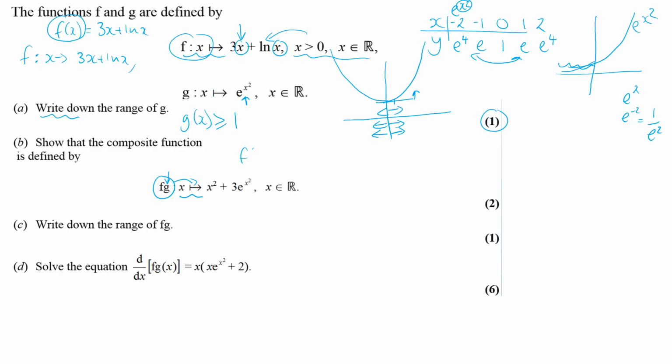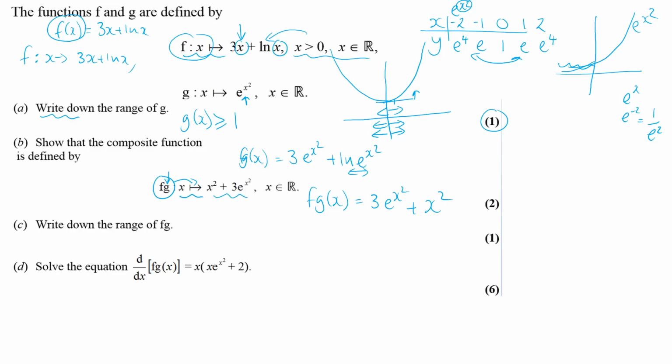So fg of x is going to equal 3, and then the answer we've got when we've been through g, which is e to the x squared, plus the ln of e to the x squared. Now we can see that ln and e are inverse functions. They're just going to cancel each other out. So fg of x is just going to be 3e to the x squared plus x squared, which is what they've got here, just the other way around. So you could write it the other way around if you wanted to.